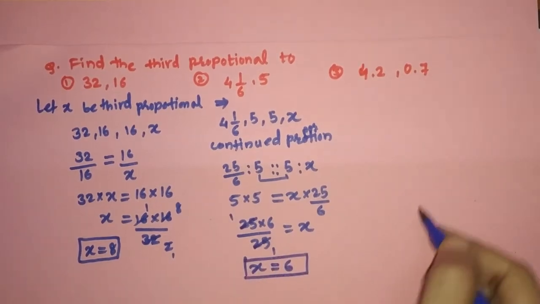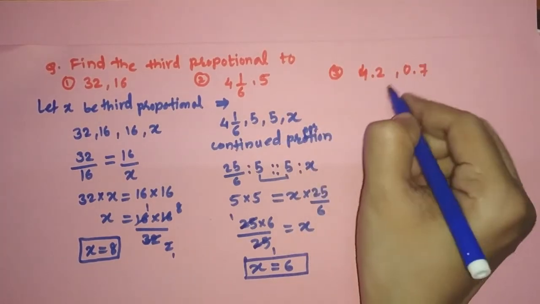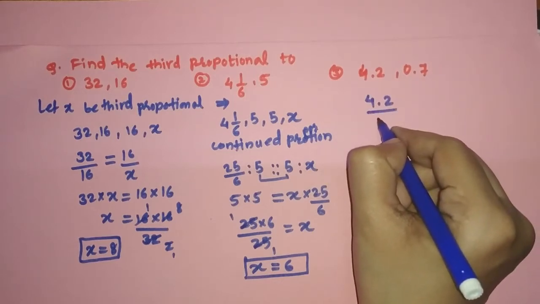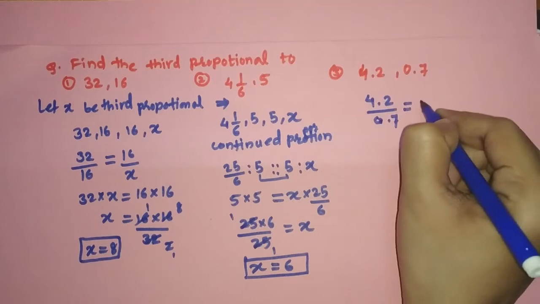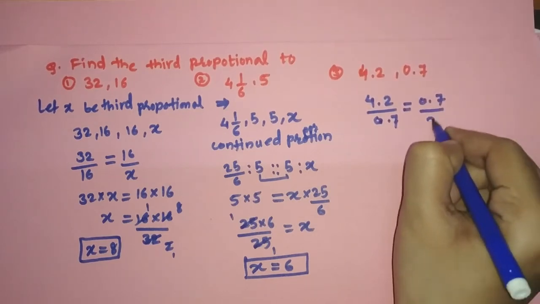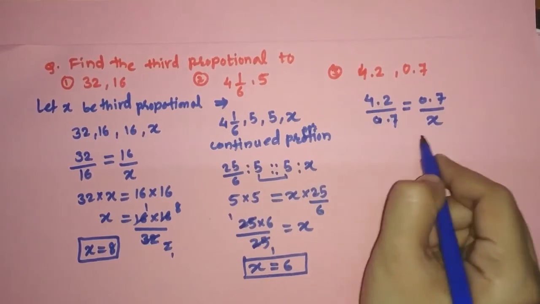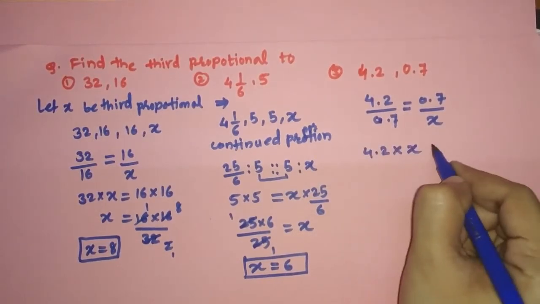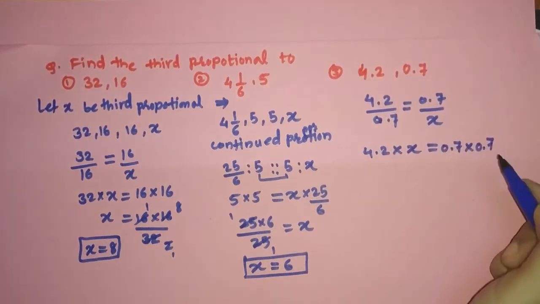In the same way, we'll follow this. We need to find out the third proportional to here. So we'll write down 4.2 divided by 0.7, which is equal to 0.7 divided by x. And they are also in continued proportion. Now go for the cross multiplication. 4.2 multiplied by x, which is equal to 0.7 multiplied by 0.7.